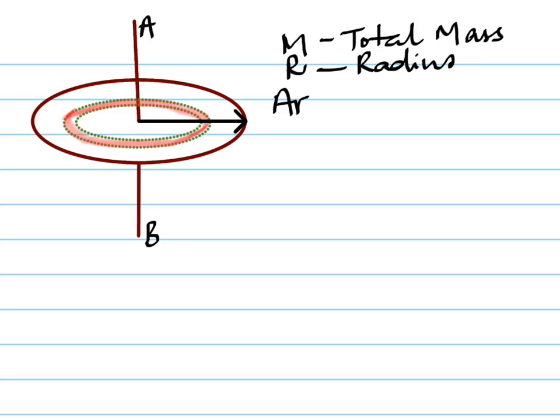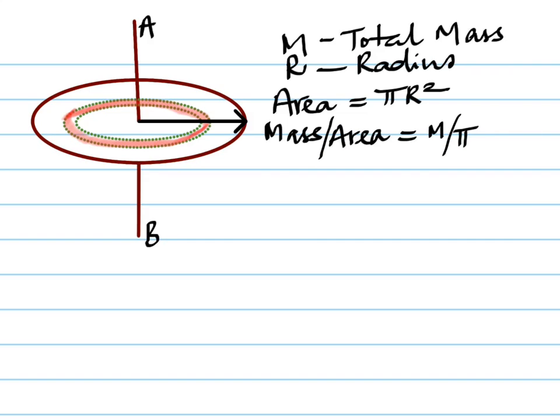The area of a disk. Pi r squared. Isn't the mass actually distributed throughout the area? So I'm going to define a new term and say, all right, the mass in unit area is m divided by pi r squared. Okay, so the area is pi r squared. So the mass per area is m by pi r squared.